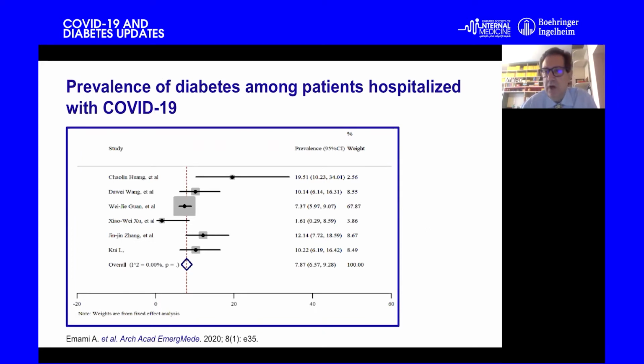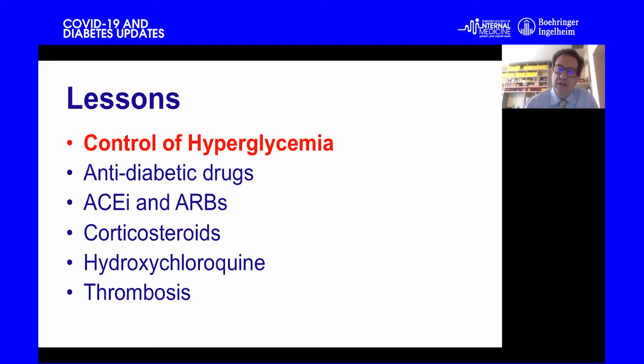I'm just showing one of the several meta-analyses which are available on this topic. My agenda is focused on what we learn in terms of control of hyperglycemia, on the use of anti-diabetic drugs, and what about the use of ACE inhibitors and ARBs, the use of corticosteroids, the never-ending story of hydroxychloroquine, and finally, the role thrombosis has in the prognosis of COVID-19.